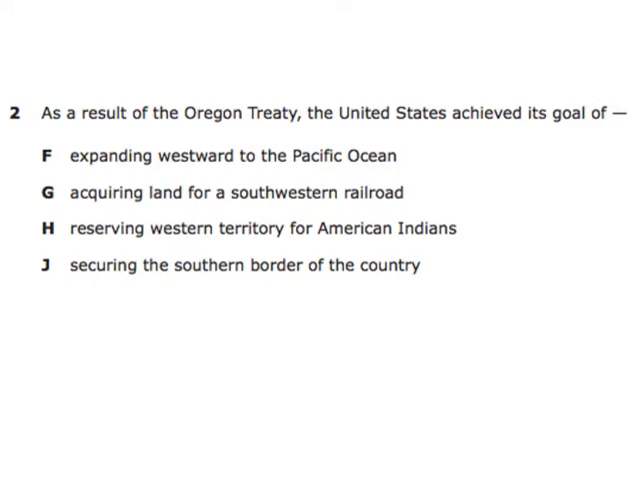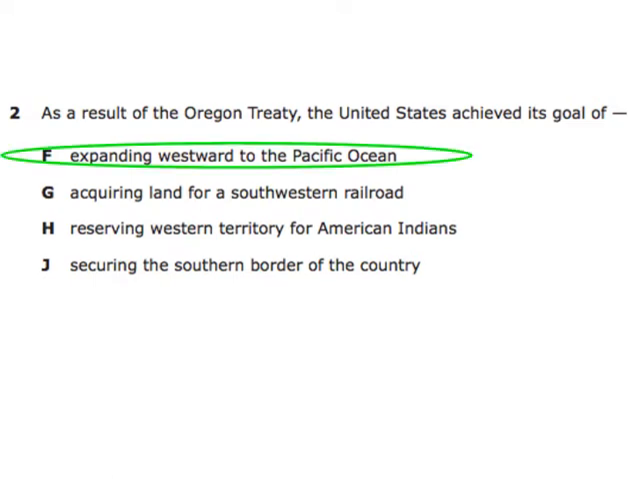As a result of the Oregon Treaty, the United States achieved its goal of expanding westward to the Pacific Ocean. We know the Oregon area, or the Oregon Territory, was on the far northwest, touching the Pacific Ocean, and we finally made it east coast to west coast when we got the Oregon Territory.